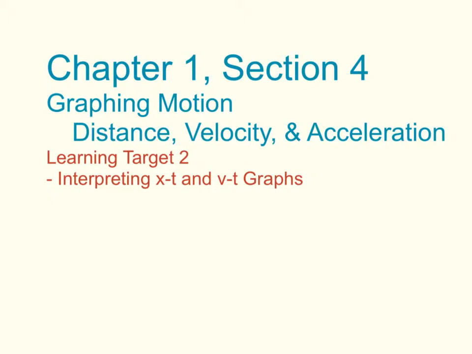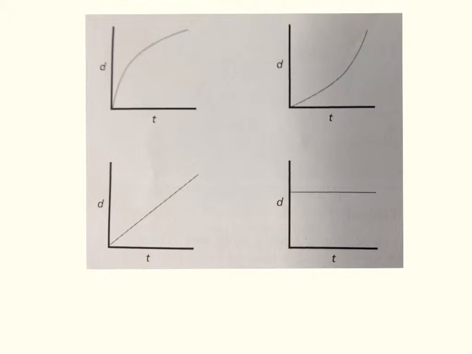Chapter 1, Section 4, Learning Target 2, deals with interpreting position time and velocity time graphs. Here you see 4 different position time graphs, each graph representing an object with a different type of motion. To figure out the type of motion represented, we need to look at the shape of the data line on the graph.